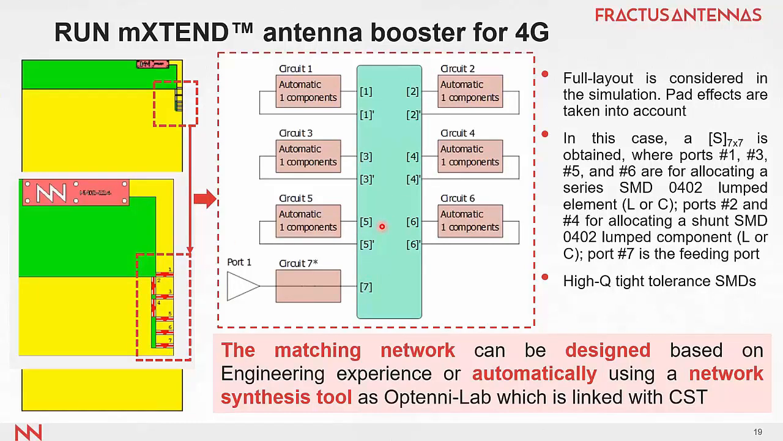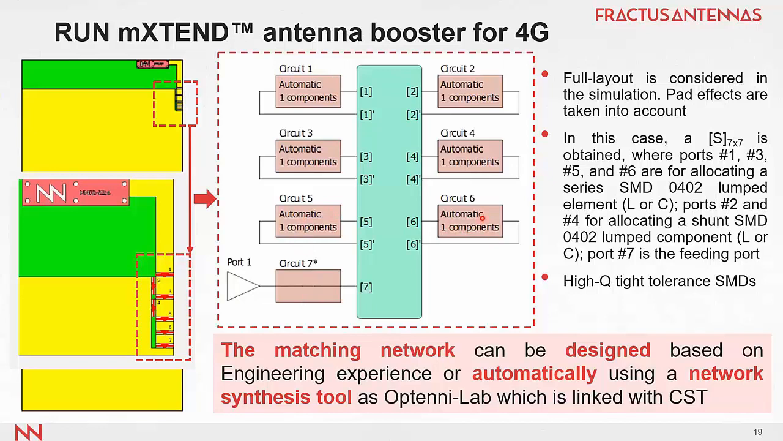And we say to Optenni, okay, I want one component here, another here, another here, another here. I don't know if it's an L or a C, and I don't know the value. Let Optenni work for us. And also, please don't use ideal components. Use commercial values. For instance, please choose Murata components of the series SMD 0402, or you can combine several libraries. And port 7 is a short circuit because here we have just our feeding port. And after 2 or 3 minutes, you get the matching network.